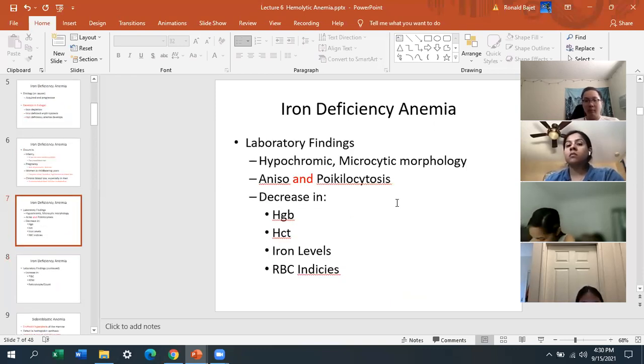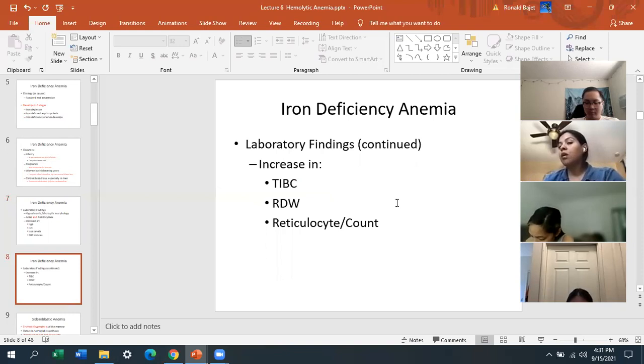Laboratory findings of iron deficiency anemia, again, hypochromic microcytic. It's a hypochromic microcytic anemia. And it's aniso and poikilocytosis. It's not only aniso, you have to have anisocytosis and poikilocytosis. The 2 go hand in hand. Decrease in hemoglobin, hematocrit, your red cell marker, and RBC. RBC indices can also be low, and also iron levels, hence the name iron deficiency anemia. Okay, iron is low, H&H and RBCs are low.